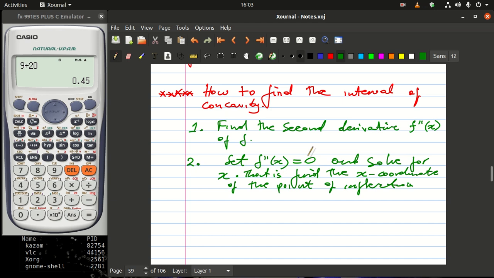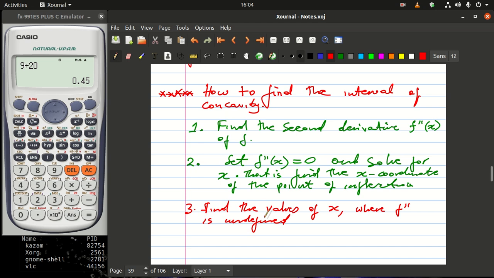And then once you do that, the next thing I'm gonna write it in red, right? Find the values of x where f double prime is undefined. So you want to find those values where f double prime is undefined or does not exist.